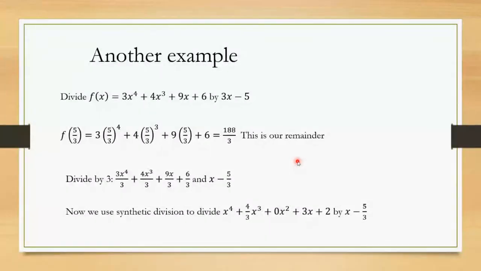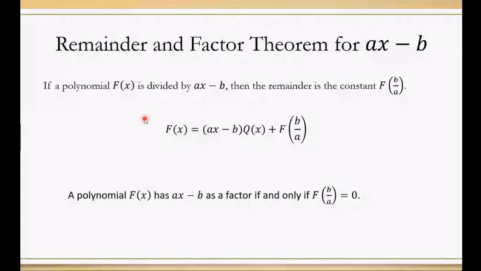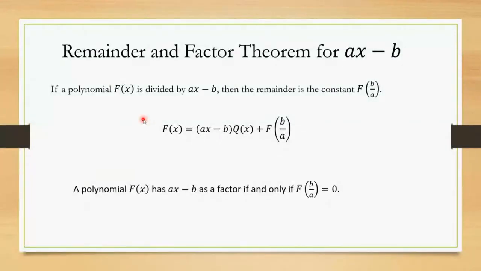So let's do another example. We're going to take this polynomial, and we're going to divide it by 3x minus 5. Again, this is not x minus something, it's 3x minus something. So we have to divide by 3. Now, before we do that, I can actually figure out using this what the remainder is. And that's what I'm doing.